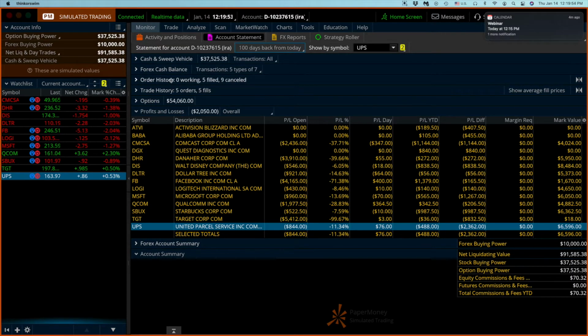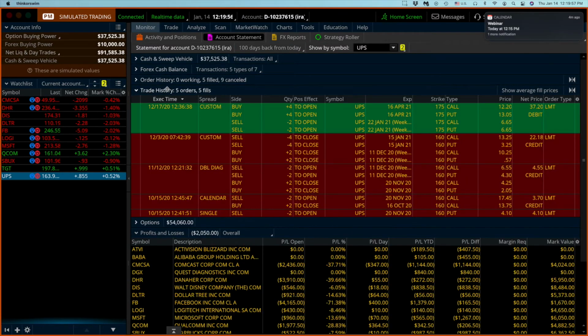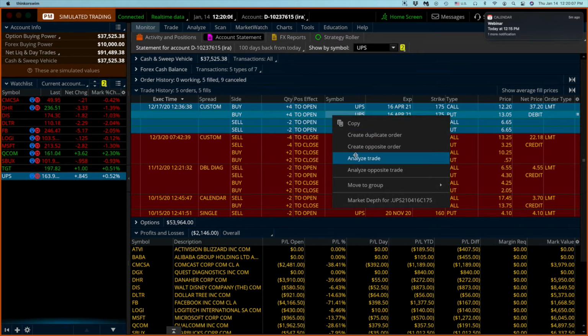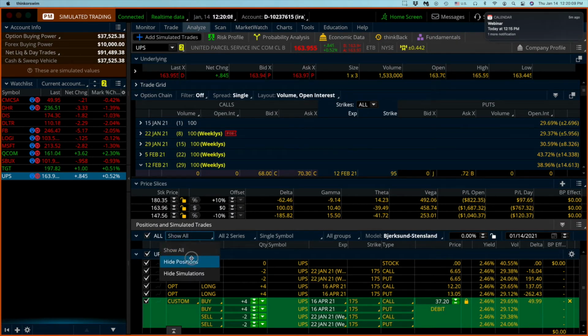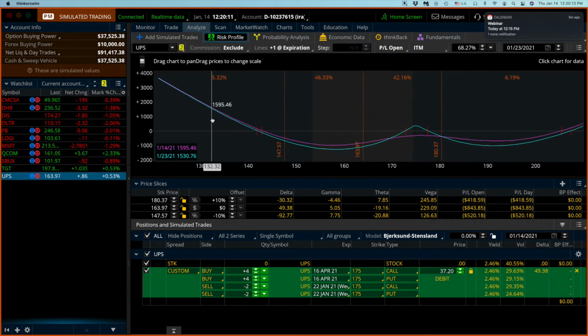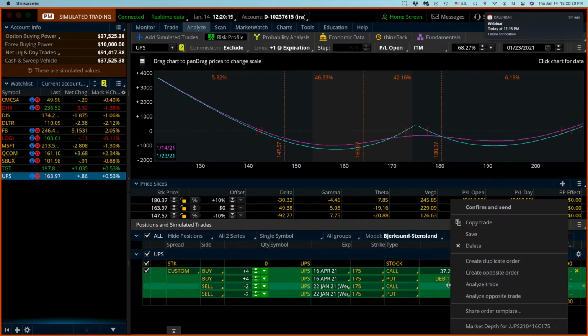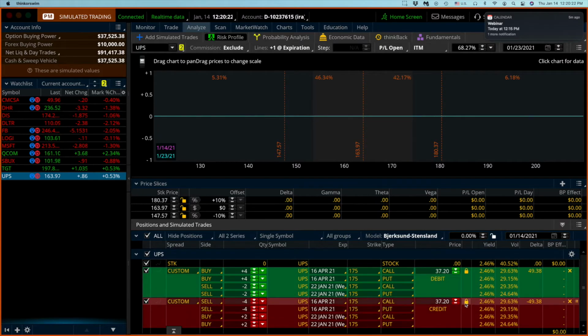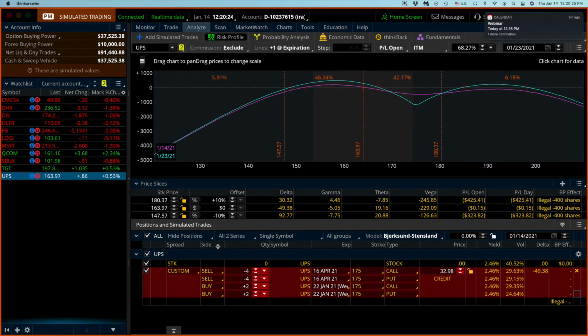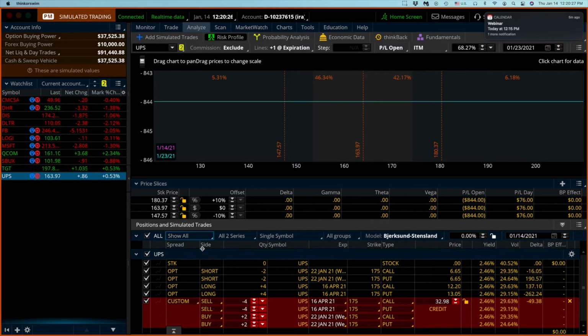Because I'm looking at 2 trades. Okay, it's just the one trade. We obviously lost our money on another trade on UPS. Okay. Here we are, $800 loss. Yeah, I don't really want any more losses on that one. So analyze opposite. And let's close this trade.